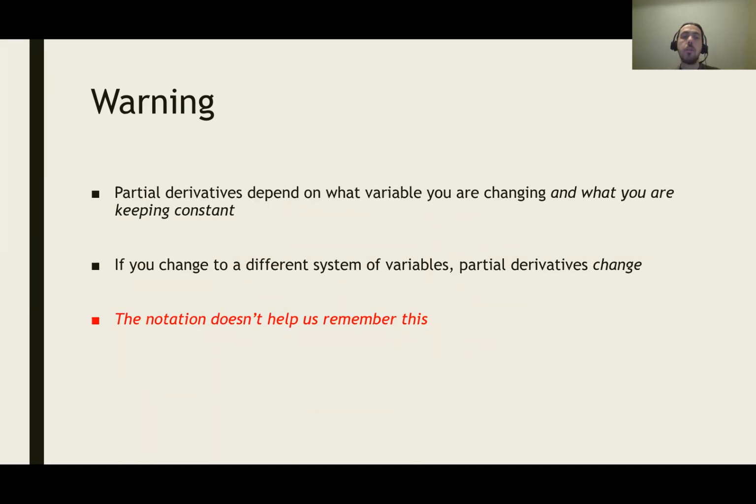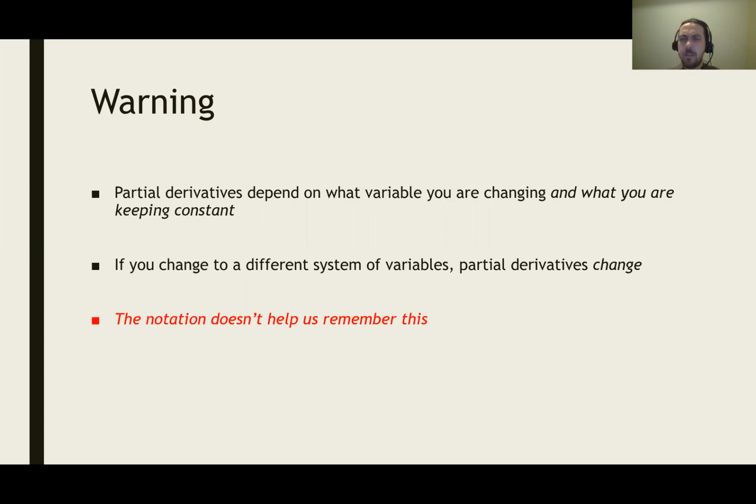A second warning, which is a little bit more serious, is that it's very important that we remember what we're keeping constant and what we're not. This is not going to be as big a deal in this class because we're usually going to try and keep a little bit of separation between different variable names. But out in the real world, you might encounter multiple situations where you have two different ways that you could think about the same situation by changing how we think of what the inputs to a process are. And the notation for partial derivatives does not help us remember what we're supposed to be doing.